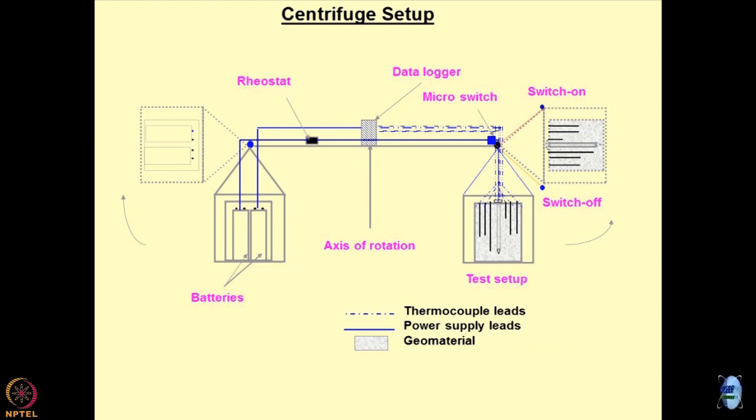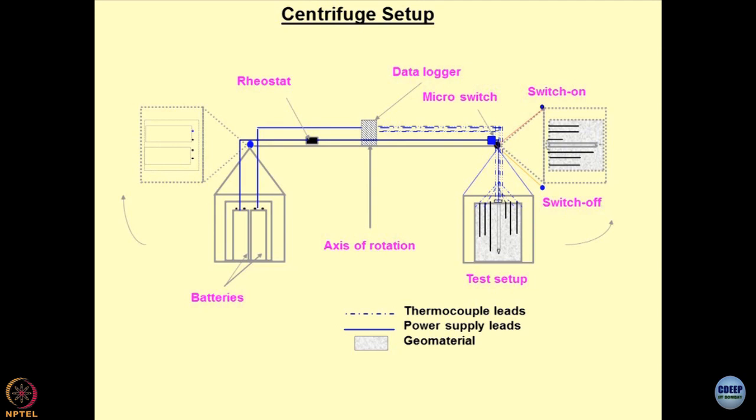So, what we have done is we have taken this bucket of the centrifuge as a conducting material, and this switch under 1G does not remain in contact with the bucket. The moment it goes in flight, there is a contact between the switch and the bucket, the circuit gets completed, the probe gets heated up, and heat migrates. I have different thermocouples and I can measure the temperature.